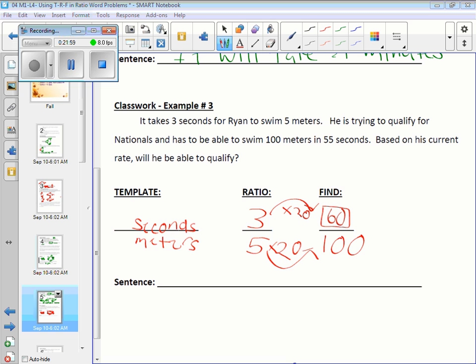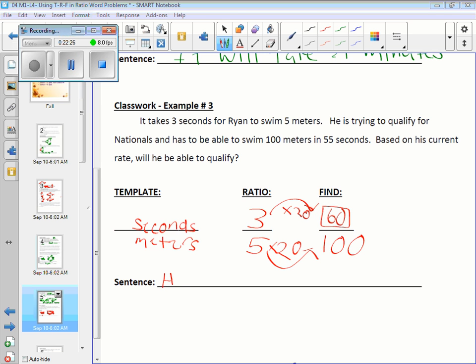So now you got to go back and say, okay, if he was actually swimming this at the rate of 3 seconds per 5 meters, it would take him, everybody, how long will it take him to do 100 meters? Just say it. 60 seconds. Will he qualify? No. No, it's too slow. He's got to do it in 55 seconds or less. So the answer is, and you're going to write it in a sentence, no, he will not qualify. Finish it up, Cody.